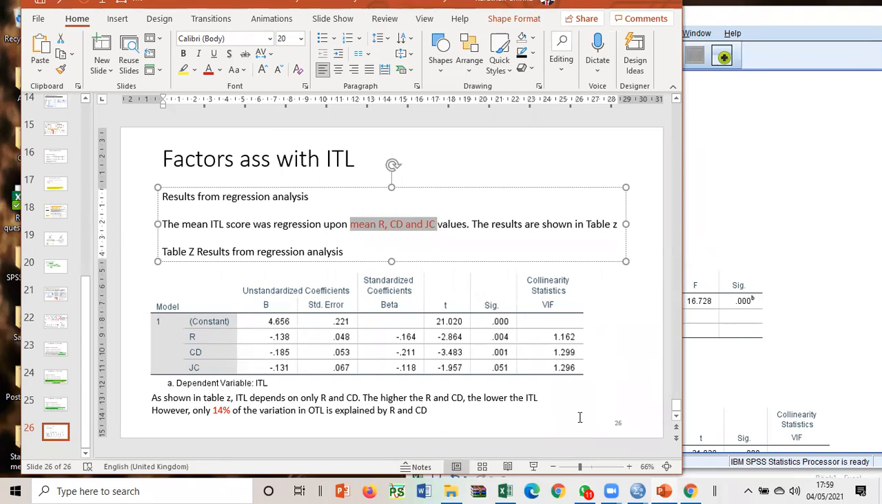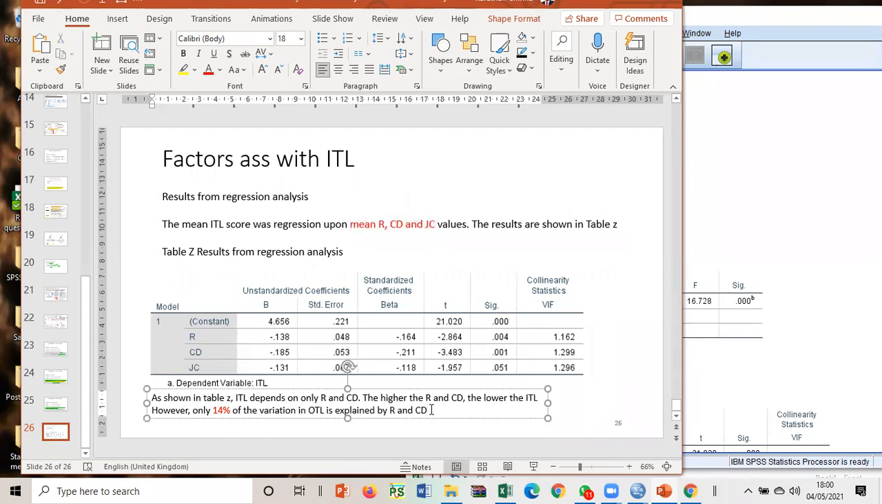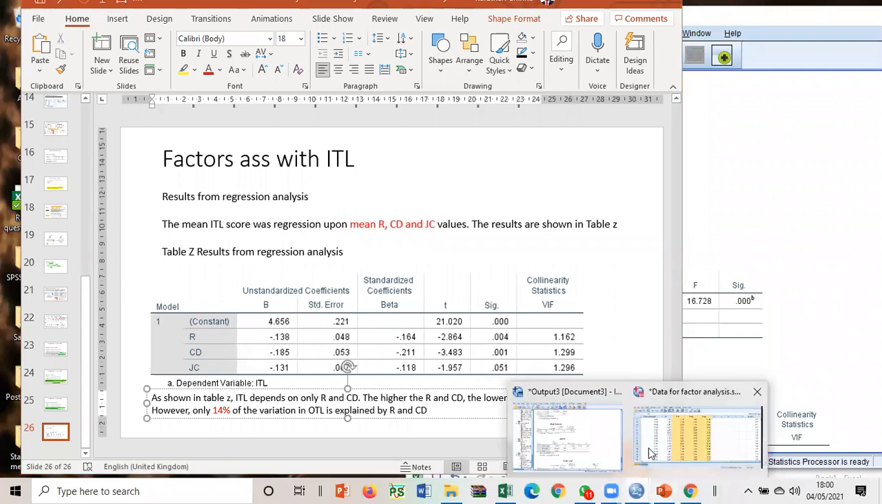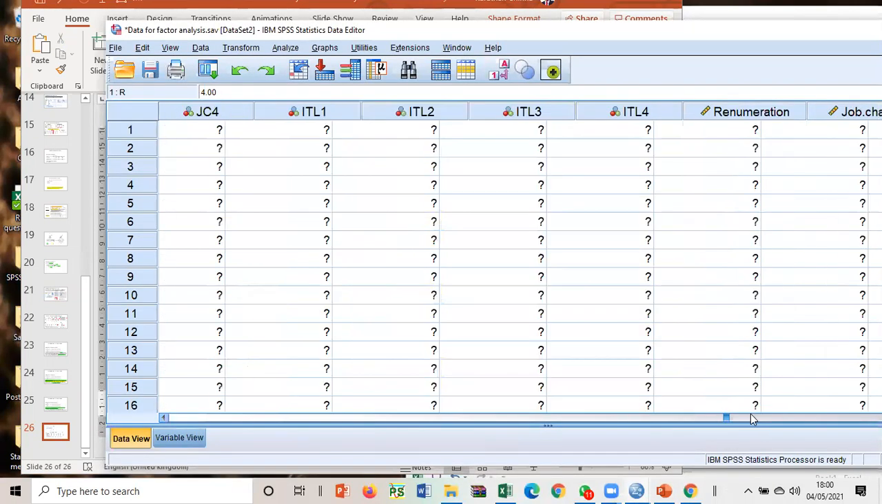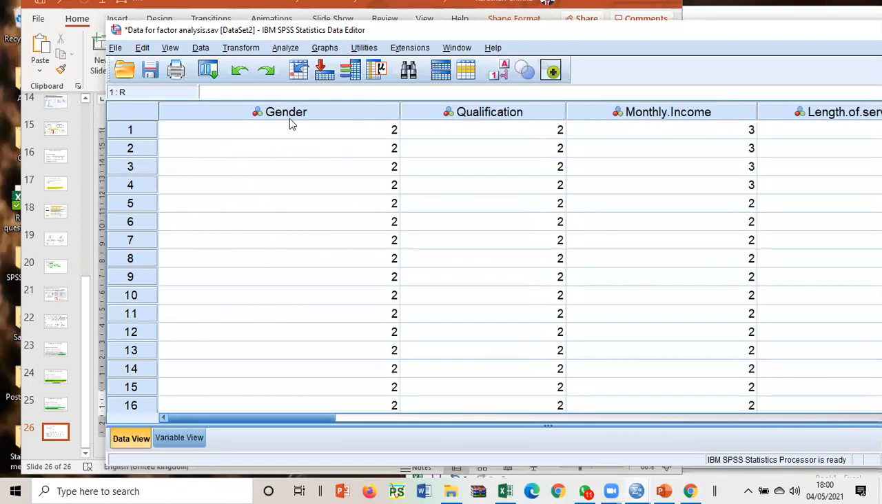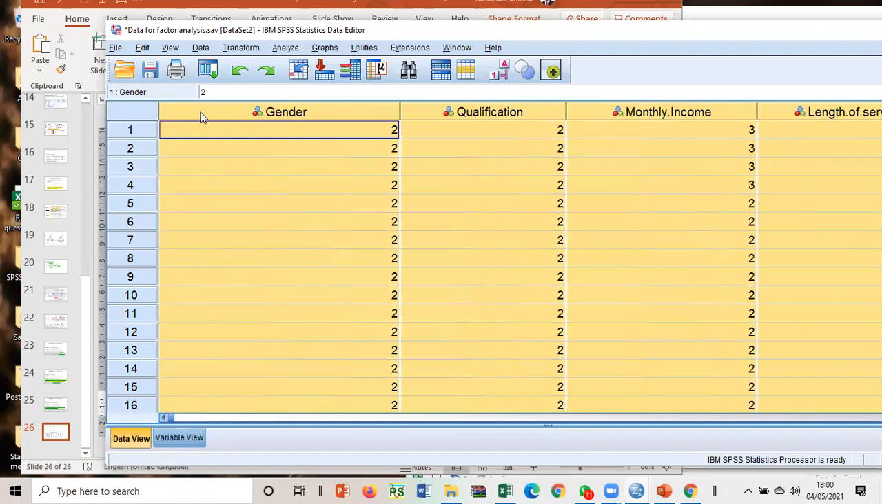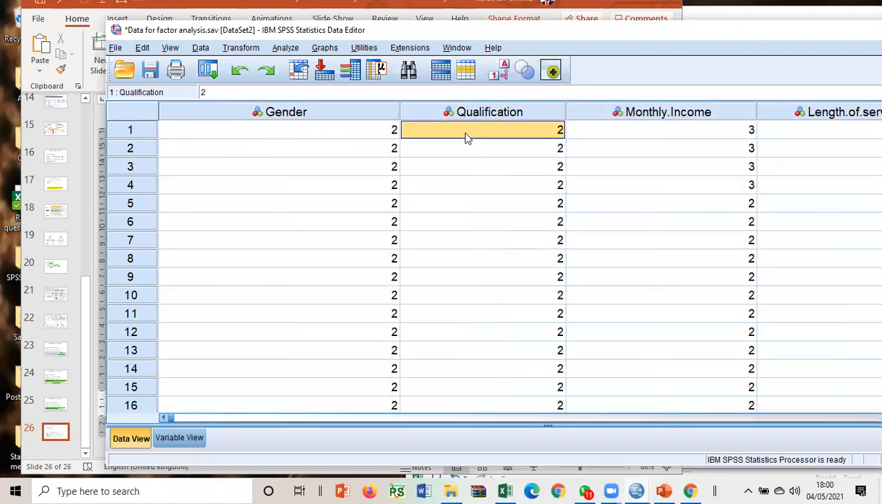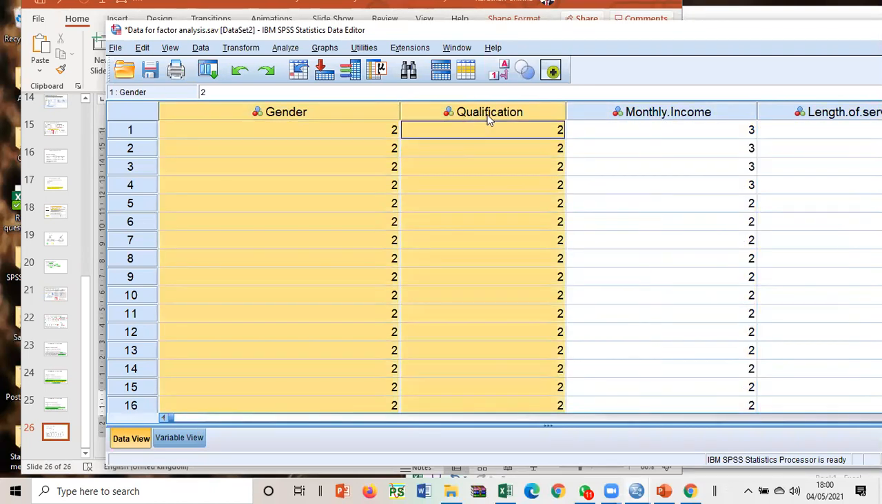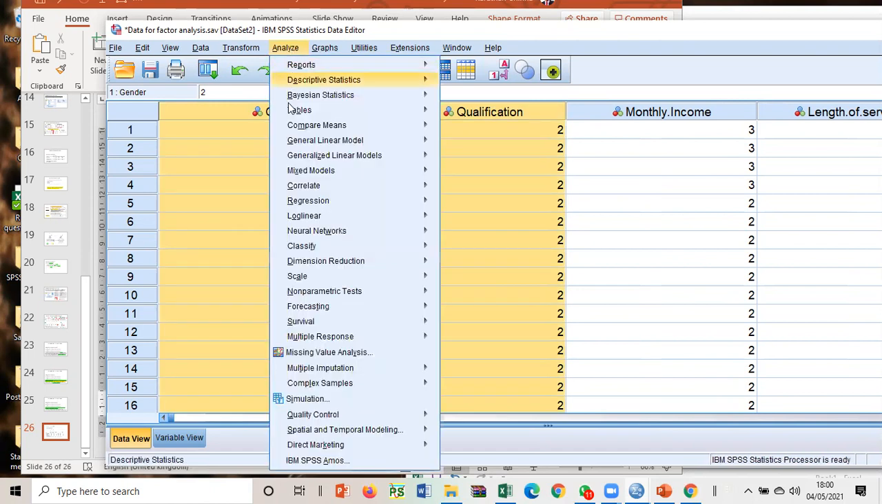Or besides these variables, other variables like what? Look at the data. Infrastructure facility. Do you have other variables? Gender, qualification, monthly income, length of service. Will they matter? Yes, they should matter. So can I use regression analysis for this? You can use logistic regression. No, we do general linear models.